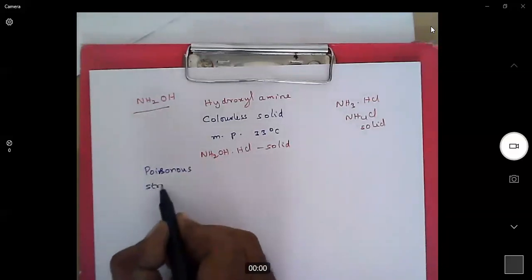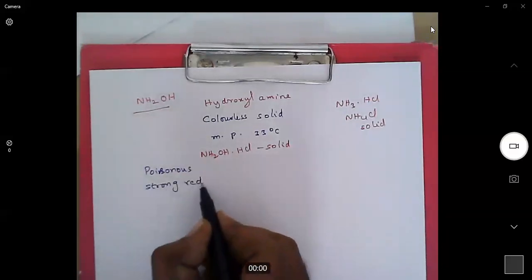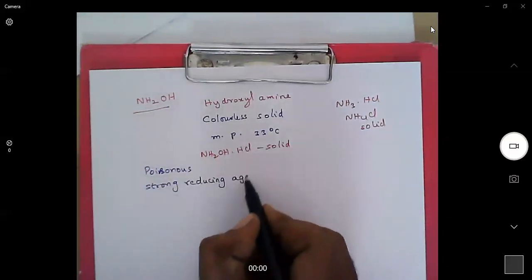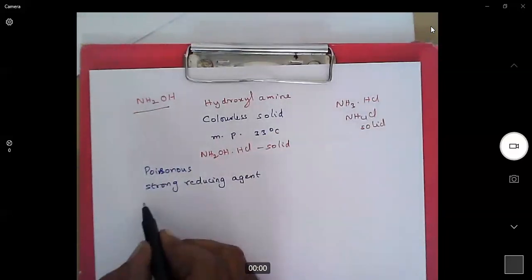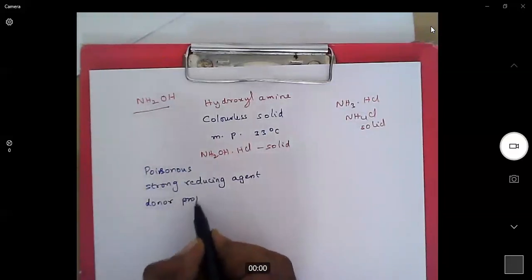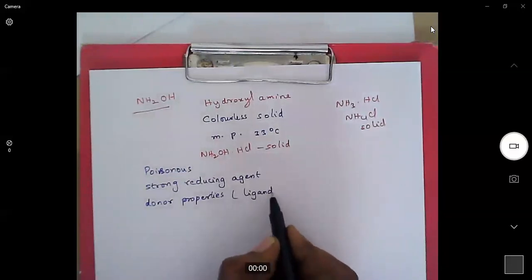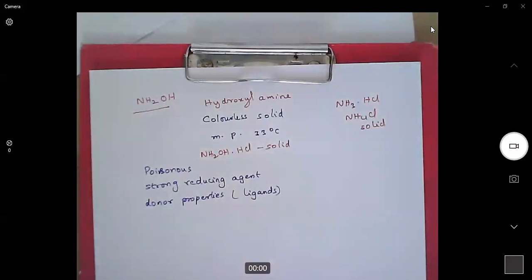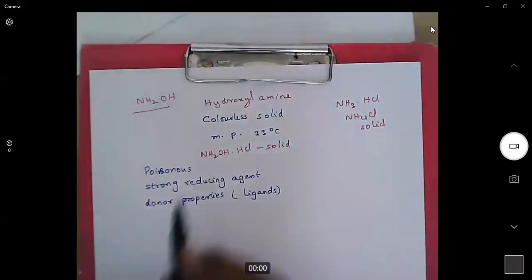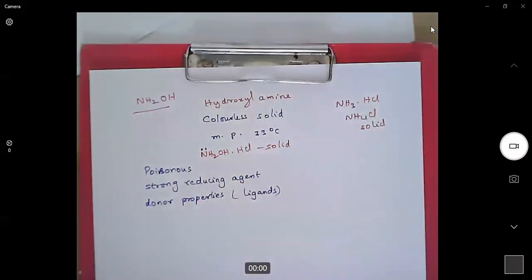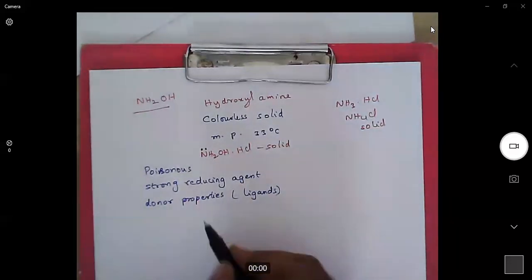It is a strong reducing agent like hydrazine. Hydroxylamine is also a strong reducing agent, and it also has donor properties like hydrazine. It also acts as a ligand, so it can also generate a variety of coordination compounds by donating a lone pair of electrons on nitrogen, and this explodes on heating.